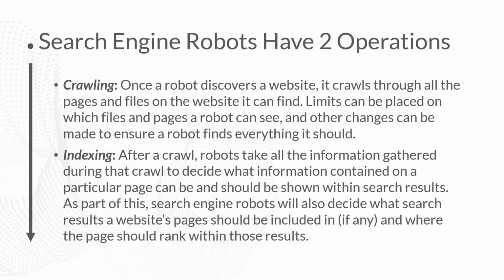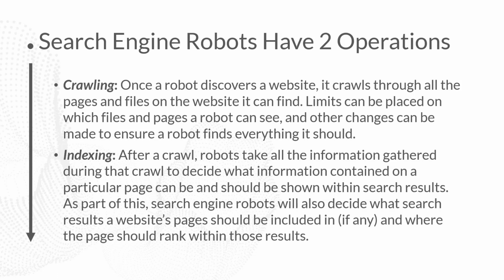The second operation or behavior that we have some ability to influence is indexing. Indexing is where after the robot goes through the crawl, after they've looked at all of your files, after they've discovered everything on your website, robots are going to take all of that information they've gathered and decide what they should do with it. What of that information should be shown within search results? They're also going to spend some time processing that information and figure out what this information really means. How good is this information?